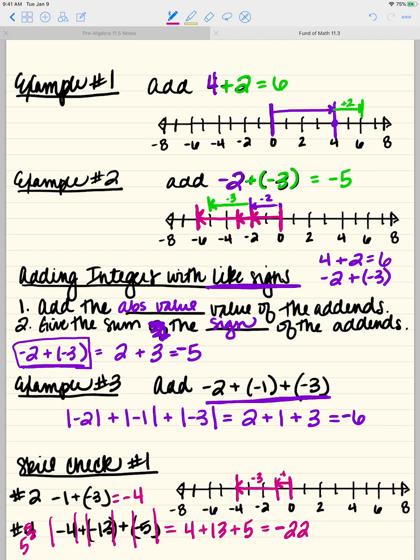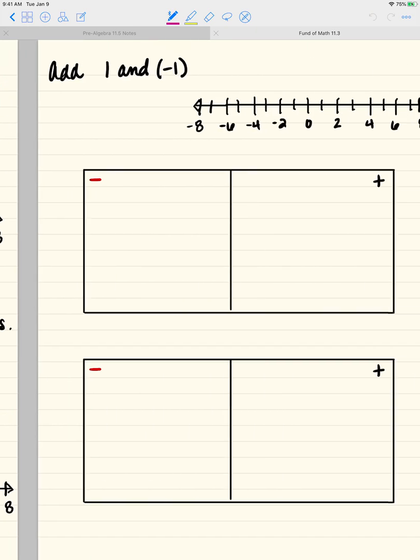If you want to try and challenge yourself with skill check number 3, you should arrive at the answer -13. And number 4, you should arrive at the answer 23.